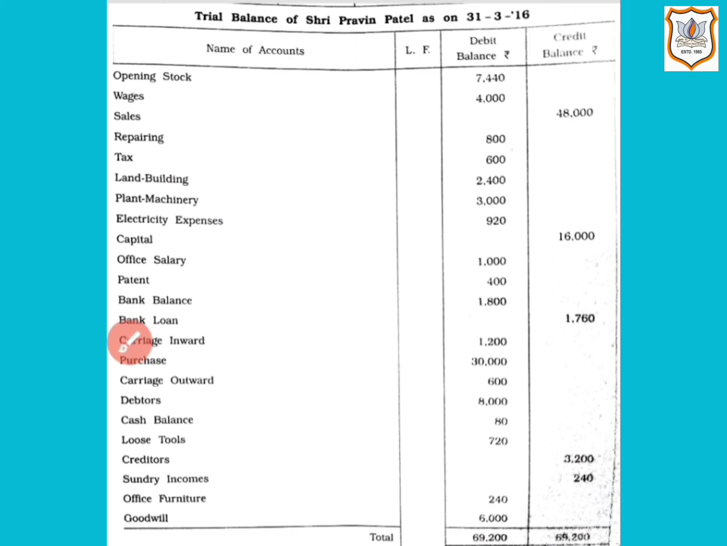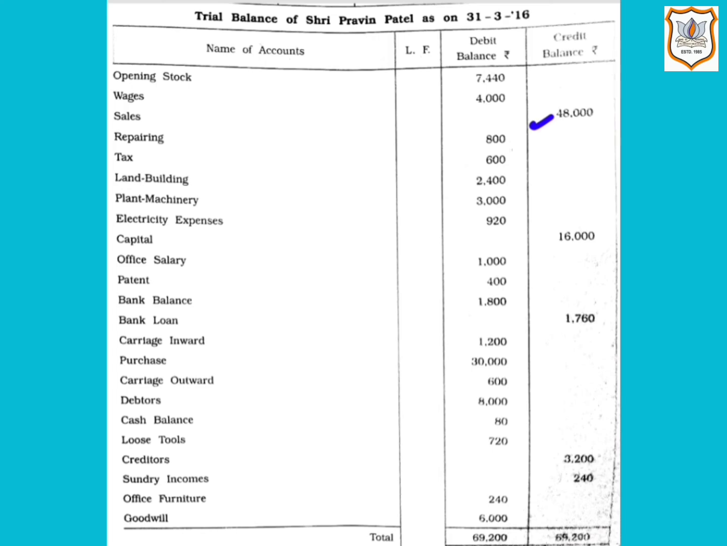Now, next is sales account. We know that sales account always has a credit balance, so it will be shown in the credit column of a trial balance. So here it is, sales account 48,000.